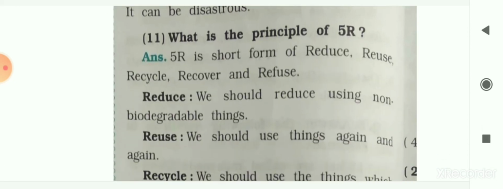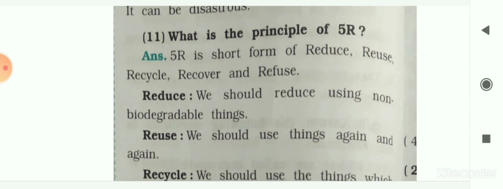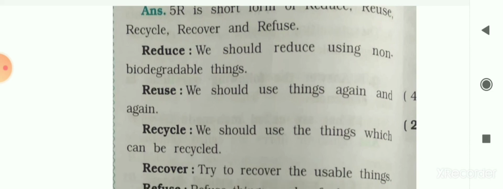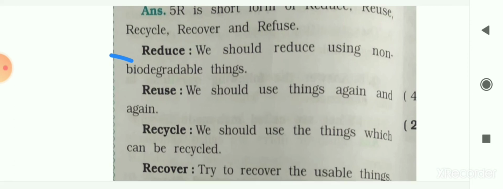Next is, what is the principle of 5Rs? 5R is the short form of reduce, reuse, recycle, recover and refuse. Let us see what this 5R is. The first one is reduce. We should reduce using non-biodegradable things. It is majorly in the form of plastic. We are considering plastic here as the non-biodegradable material. So we should reduce these kinds of things like plastic.